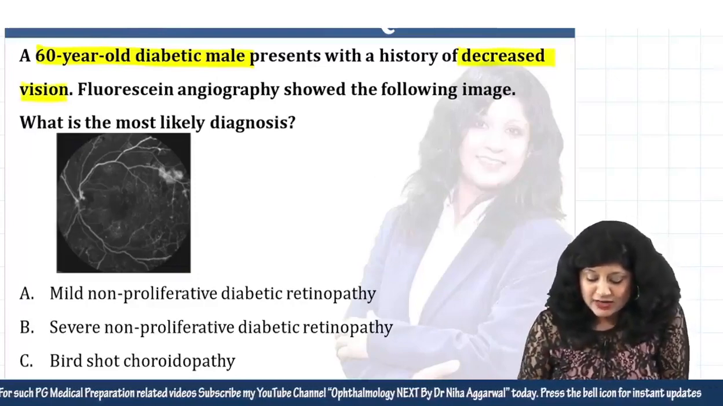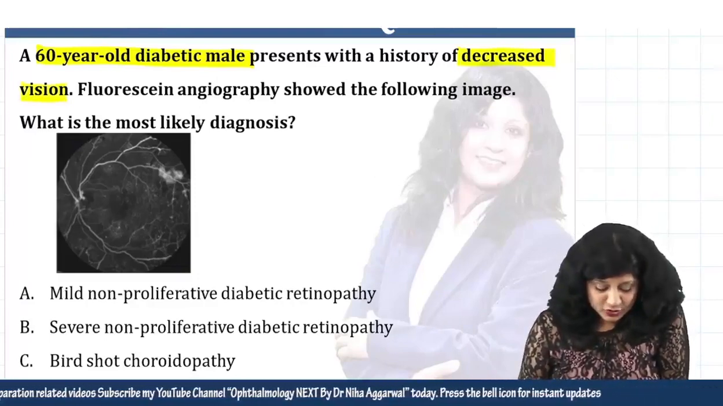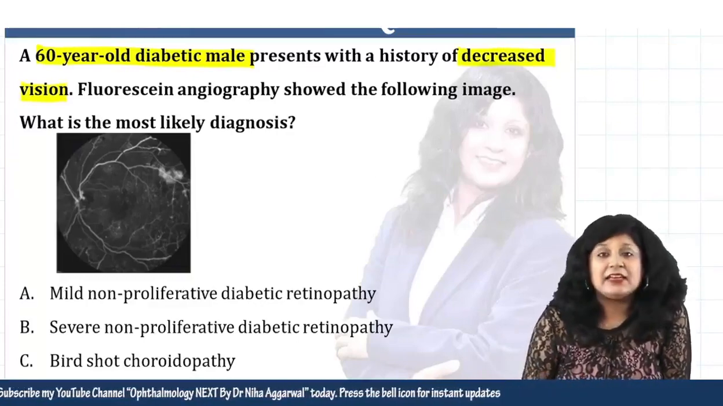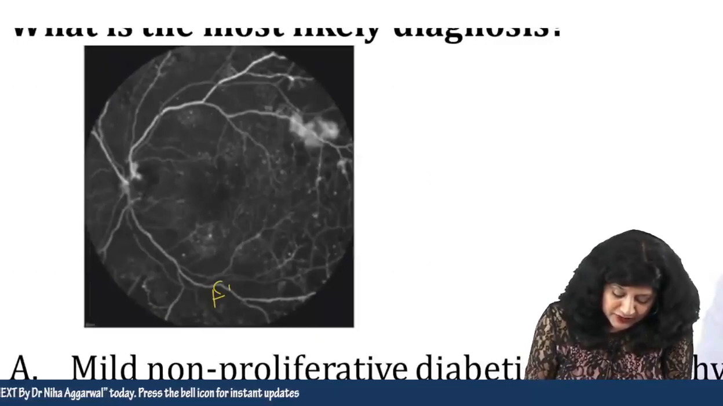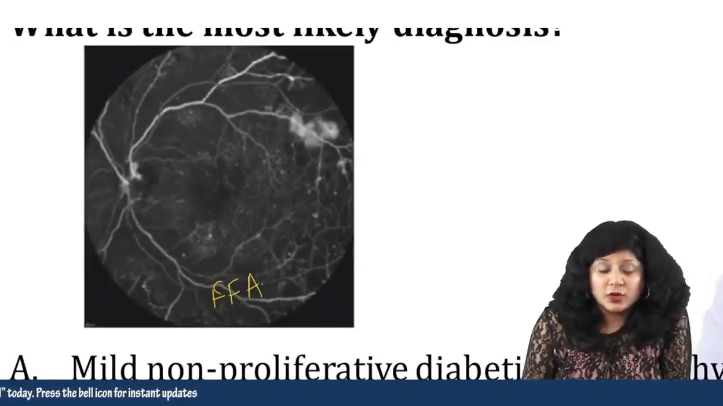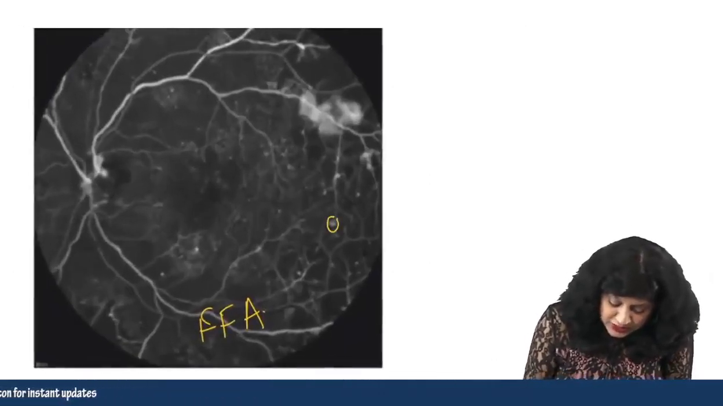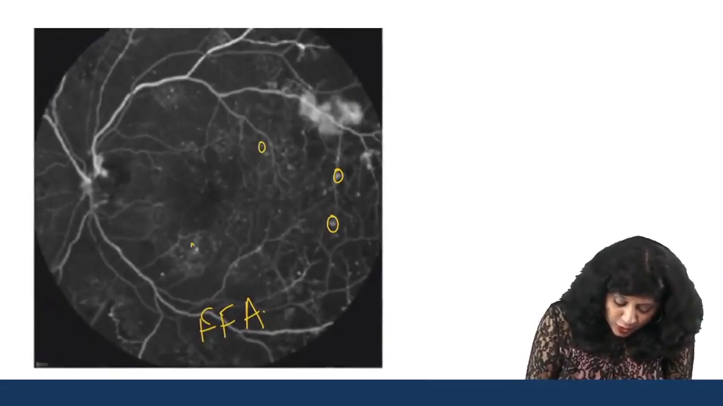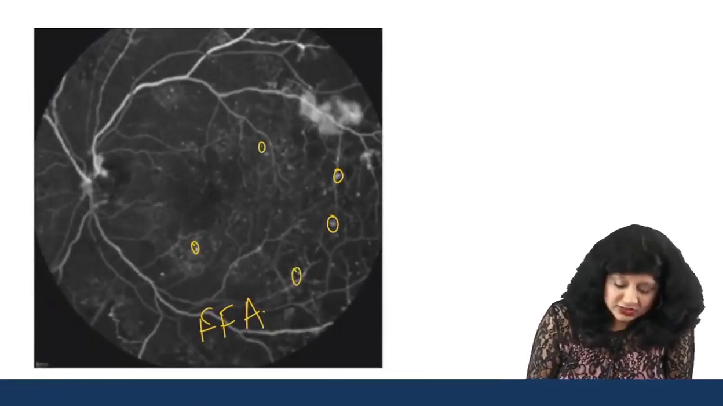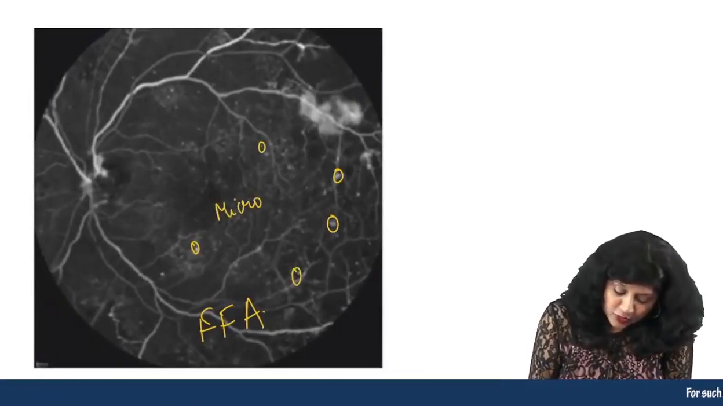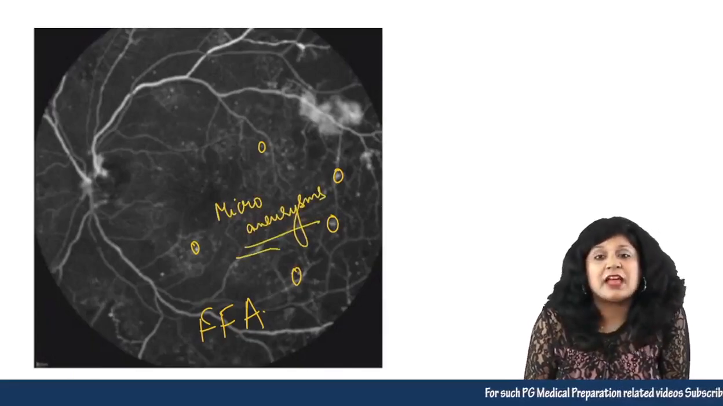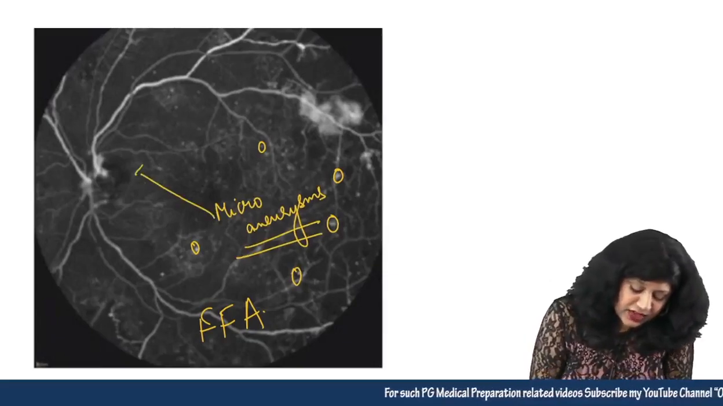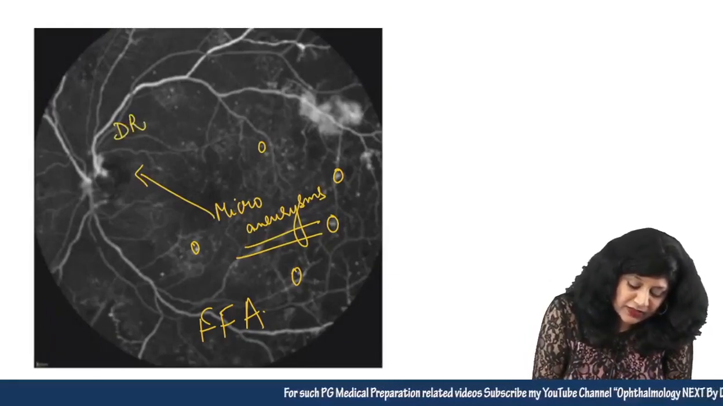Fluorescein angiography is shown in the picture. What is the most likely diagnosis? Now, try to see this FFA. This is actually a FFA picture. What you are able to see? Can you see these small bulb like areas, small dots? So, what are these dots? These are the microaneurysms, and you know microaneurysms are typical of the diabetic retinopathy.